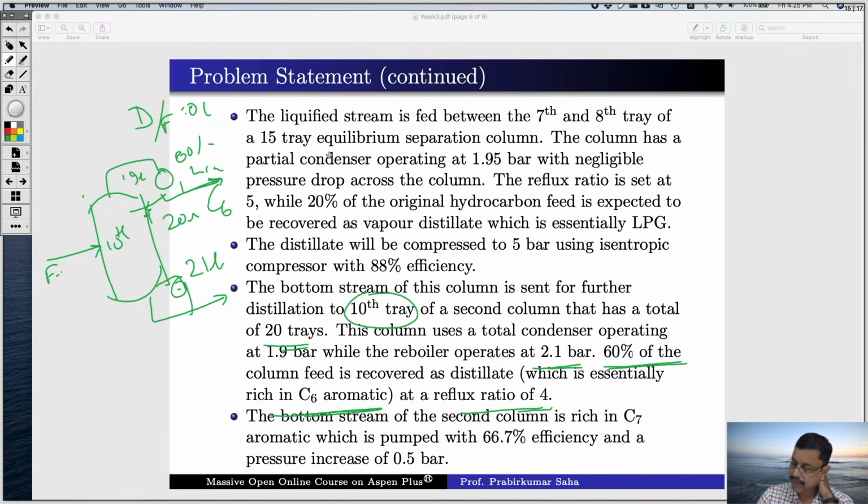The bottom stream of the second column is rich in C7 aromatic, which is pumped with 66.7% efficiency and a pressure increase of 0.5 bar. So there will be a pump here. So here it is 2.1 bar, and there will be a delta P of 0.5 bar because of pumping, and the pump operates at 66.7% efficiency.